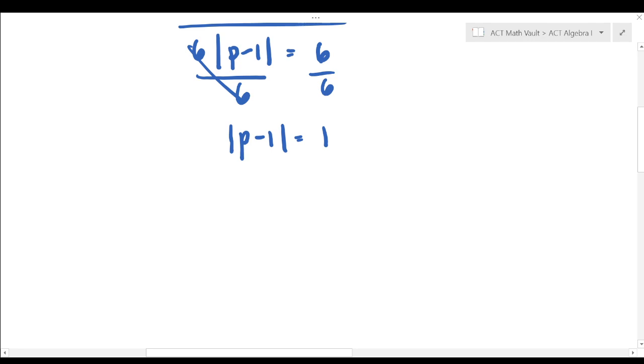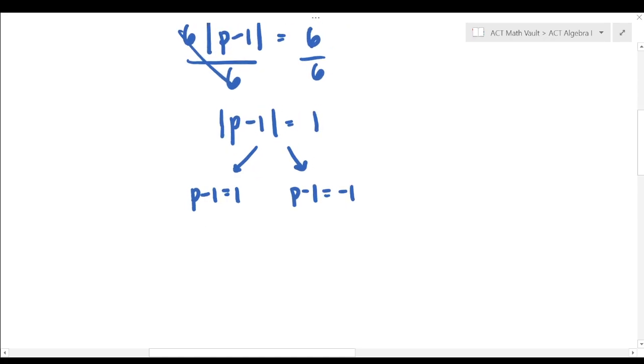And then from there, now we do our two cases because that absolute value is isolated. So here we go: p minus 1 equals 1. p minus 1 equals negative 1. And I'm just going to solve for p. Add 1, we get p equals 2. Add 1, p equals 0.